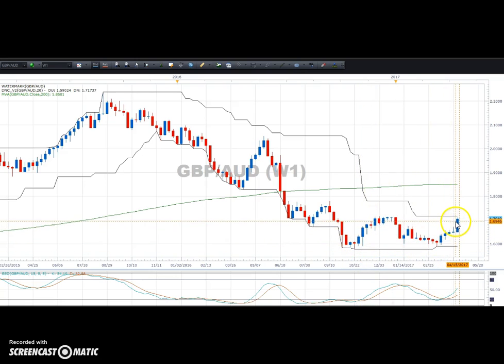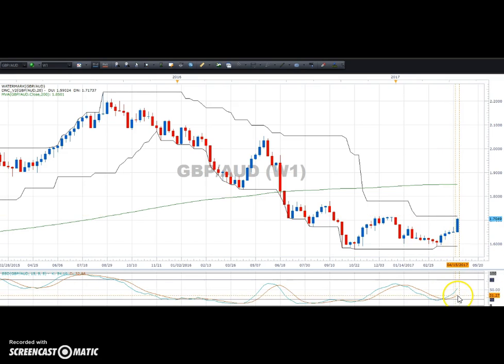And for the first time in quite some time, it's poised to take out that upper channel. It hasn't yet, but it's pretty darn close, closer than it's been since 2015. So we're looking at the pair moving to the upside, potentially taking out the upper channel.